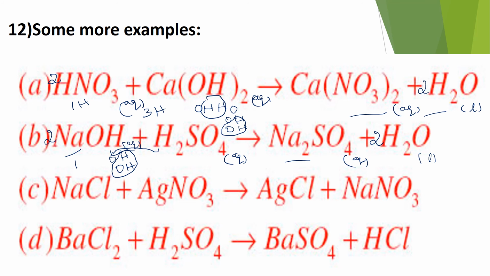So 2 H2O molecules are formed. So 2 NaOH combines with 1 H2SO4 to form Na2SO4 and 2 water molecules. Let us see the next example.